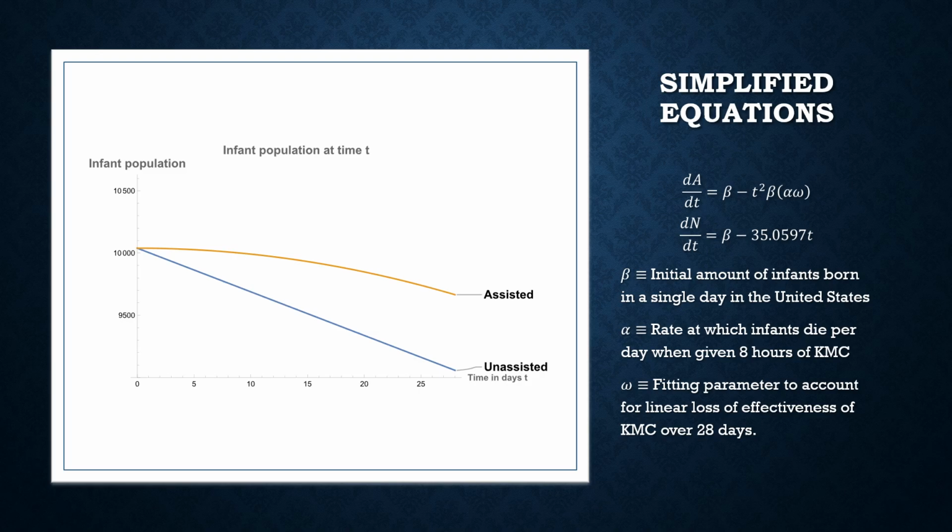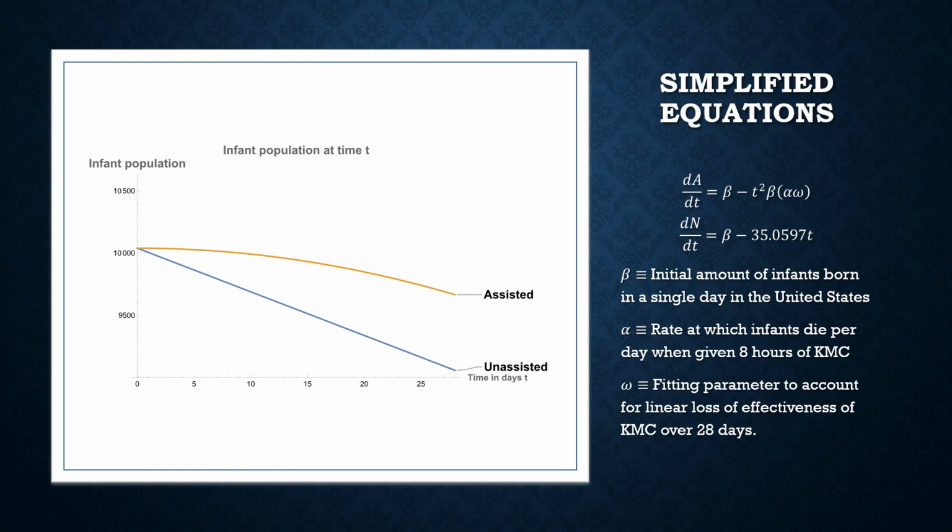On the right-hand side of this slide, we see the primary equations for this model. On the top, we have beta minus t squared times beta times alpha omega. Here, beta is the initial amount of infants born in a single day in the United States. Alpha is the rate at which infants die per day when given 8 hours of KMC, and omega is the fitting parameter to account for the linear loss of effectiveness of KMC over 28 days.